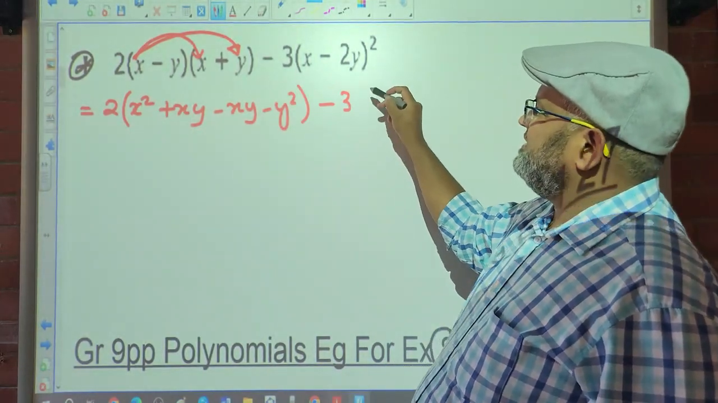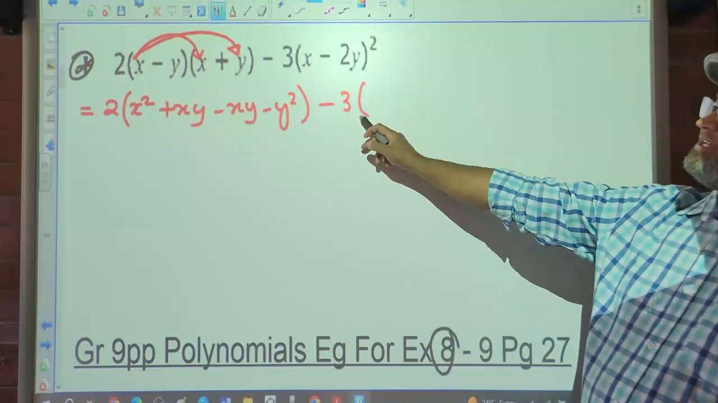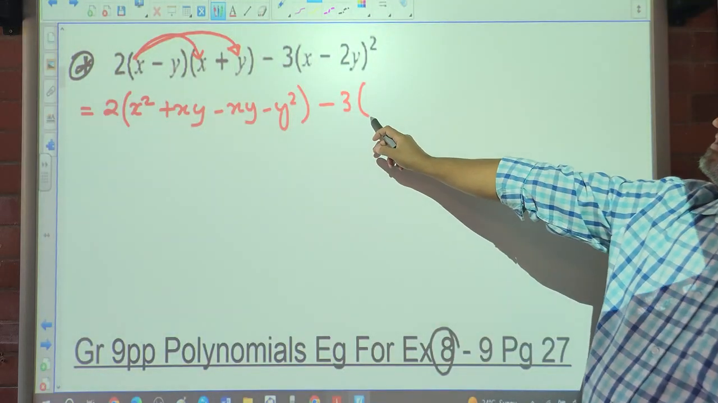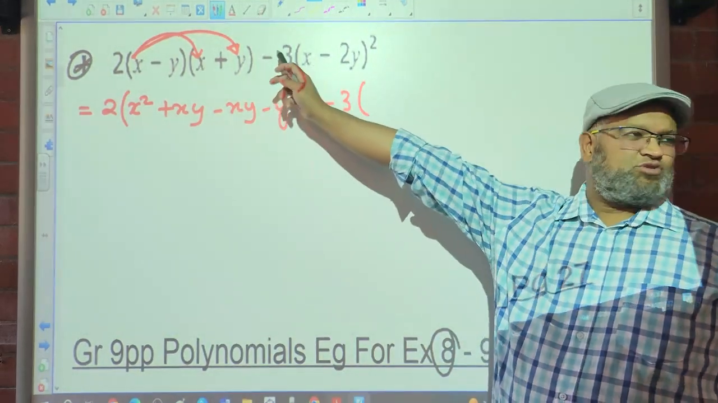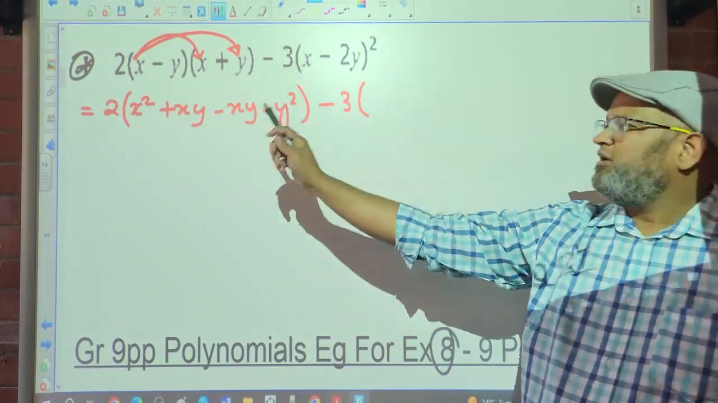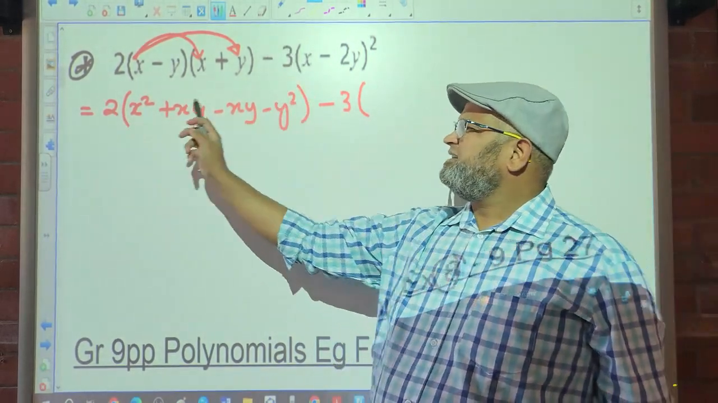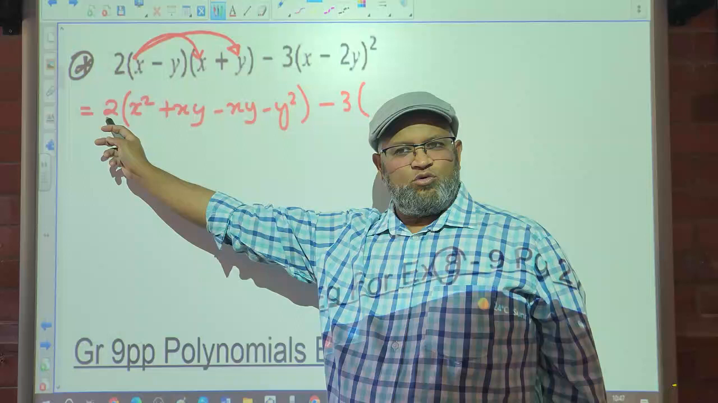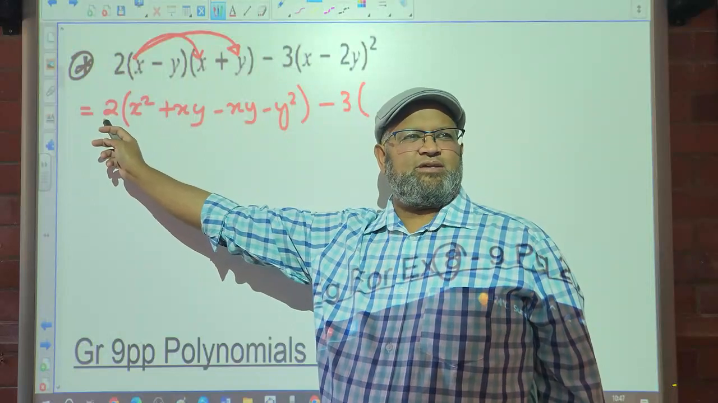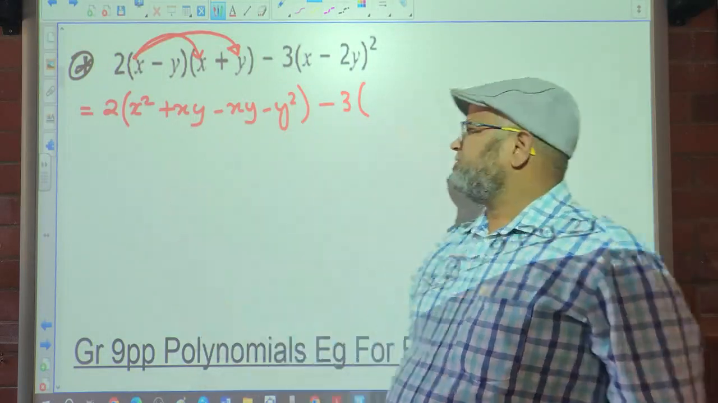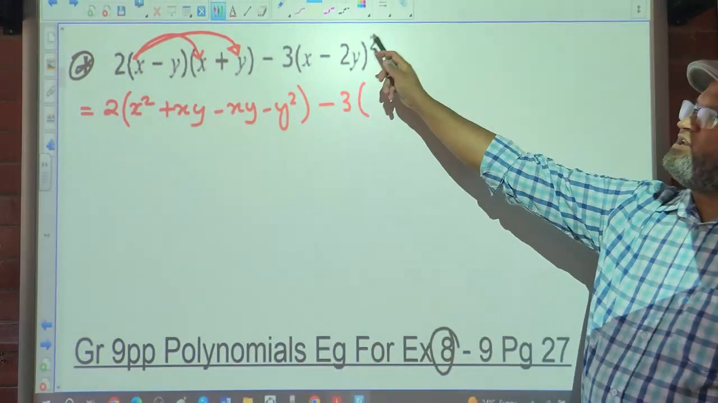Minus 3. Again, why am I opening this bracket here? Besides the minus, there's also a 3 that must be multiplied out here. Why did I write this bracket here? The 2 also must still be multiplied into the bracket. Can you see that, people? Okay. So this is again a binomial squared.